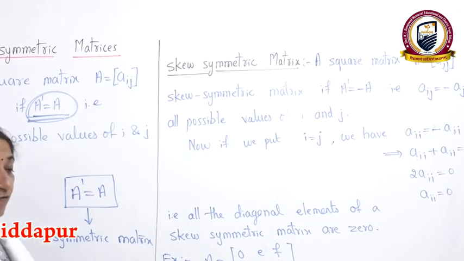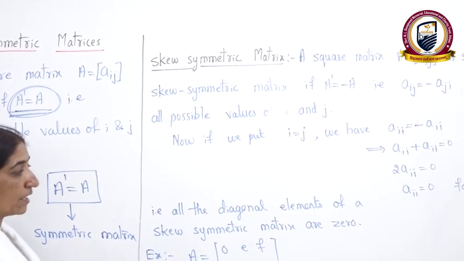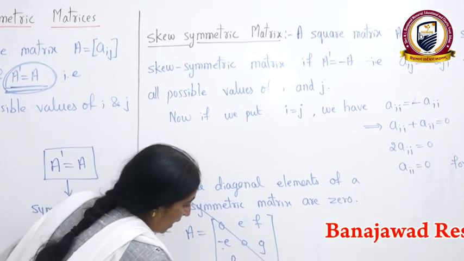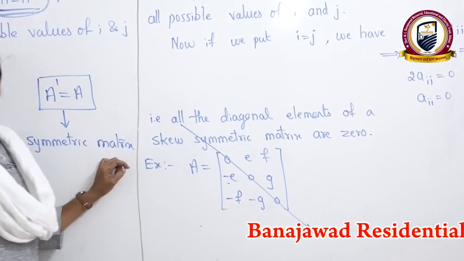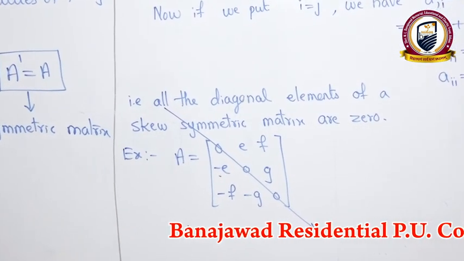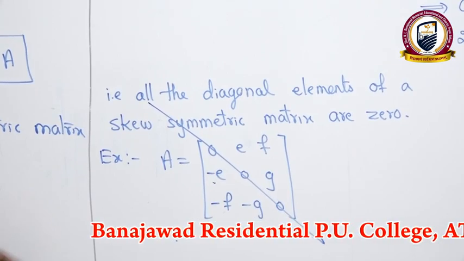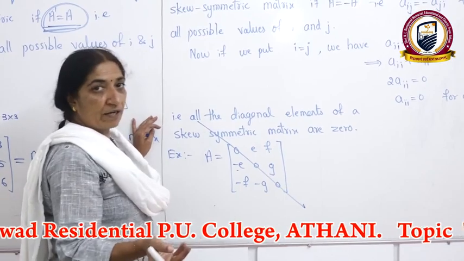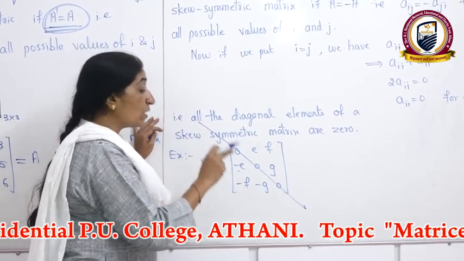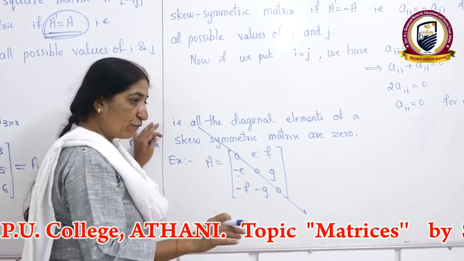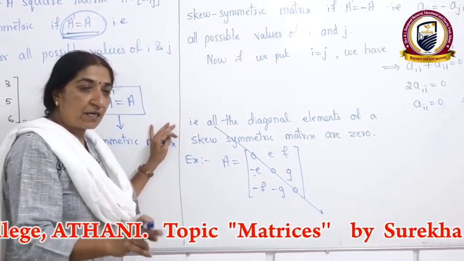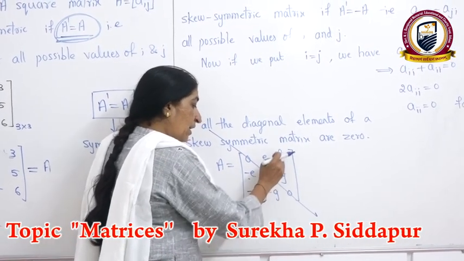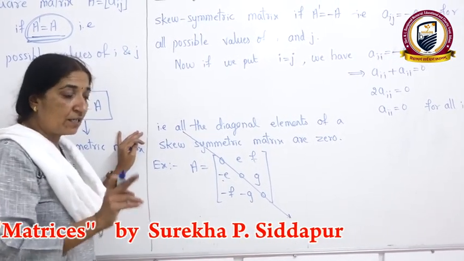See here also, first I will explain. The main thing is, in the skew symmetric matrix, you have to observe the diagonal elements are 0. That is the main concept, and it is also a square matrix. In a square matrix only can you define the diagonal. In the skew symmetric matrix, listen carefully, the diagonal elements are 0. On either side the elements are equal, but they are opposite in sign.